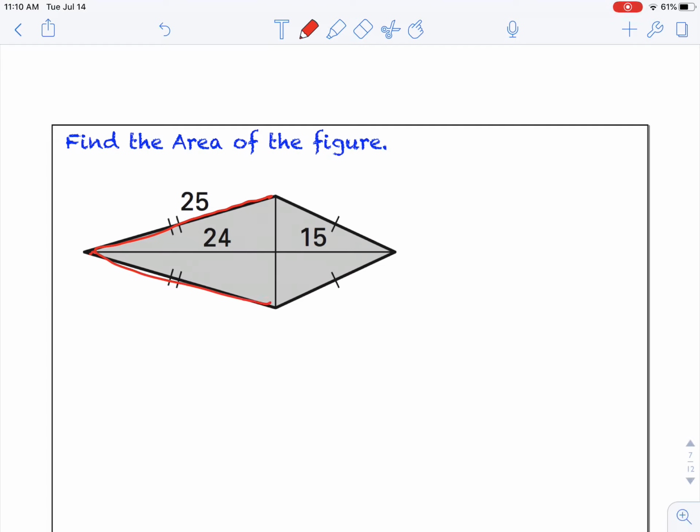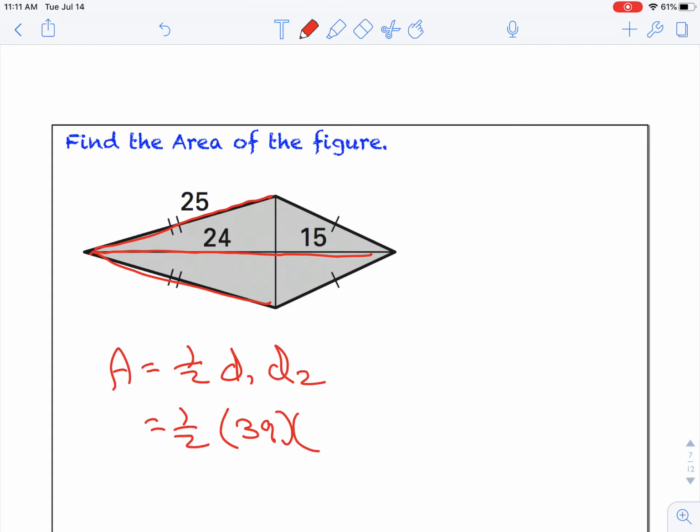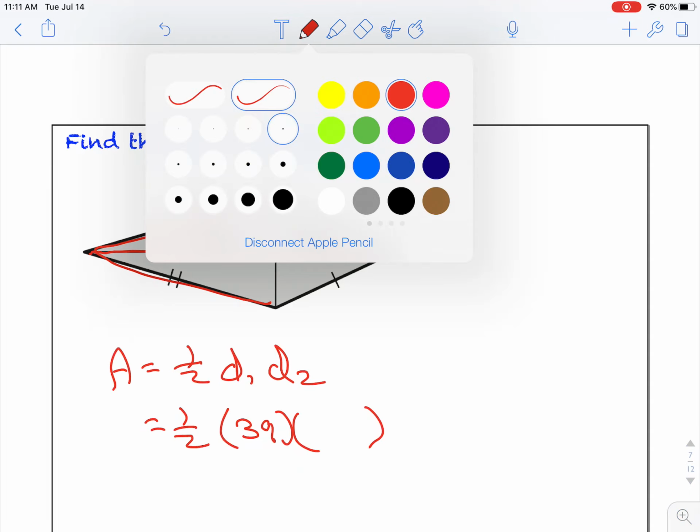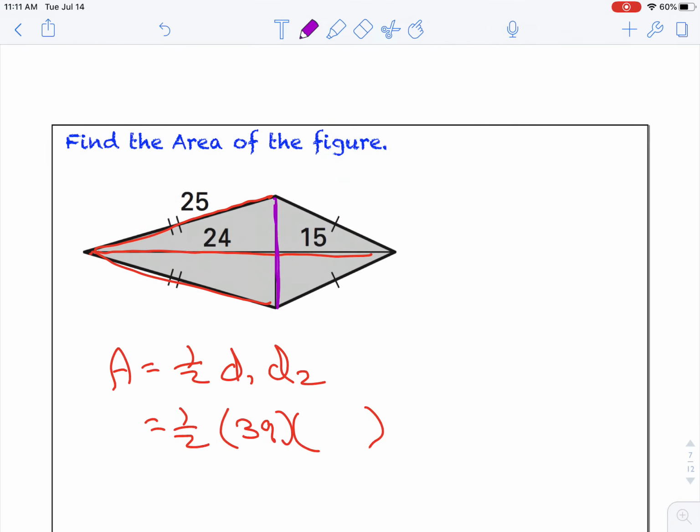Find the area of this figure. Now this is a kite because you can see we have 2 pairs of consecutive sides congruent. So the area is going to be 1/2 diagonal 1 times diagonal 2. Well, I have one of the diagonals right here. So 1/2, and when I add 24 and 15 together, that gives me 39. But I need to find diagonal 2. I don't know what diagonal 2 is, but what I do see is this is diagonal 2.